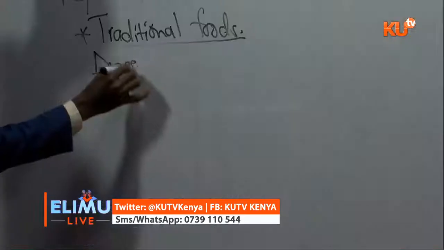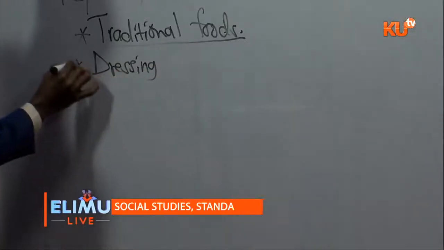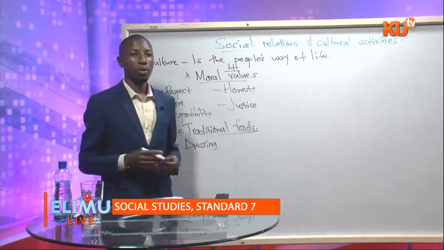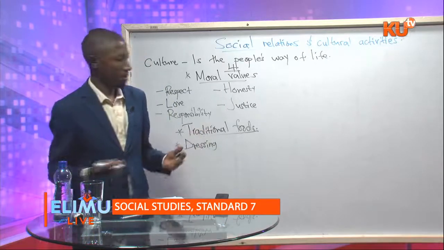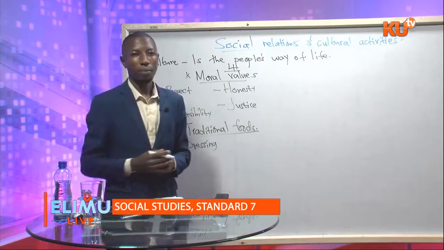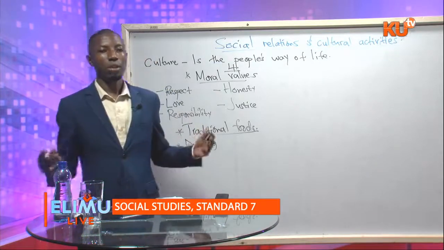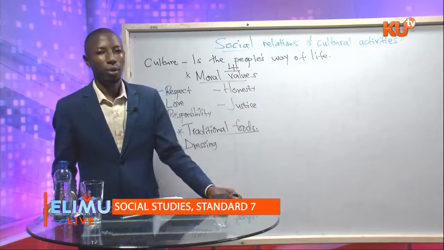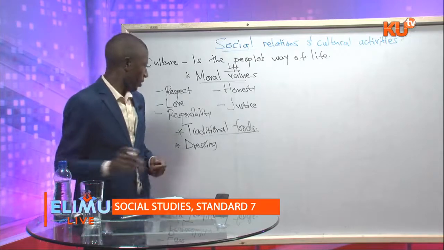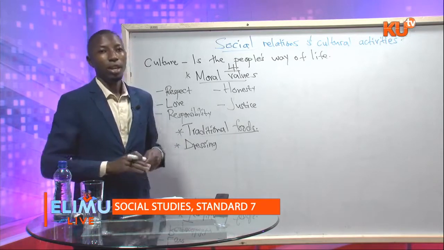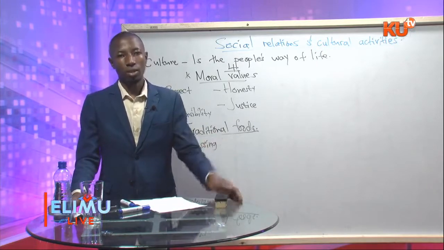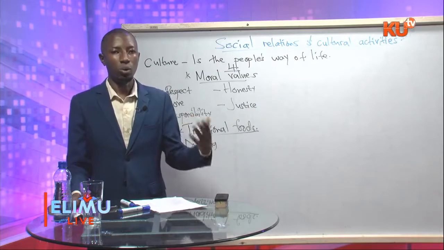Then another thing that I'm sure is in grade 4 under this topic is dressing. How people from various communities dressed. What could really guide the dressing of people from various communities is the occasion they were dressing for. Here, you must have talked about ornaments, for example, the Maasais who are known for ornaments, and which clothes were supposed to be used for which occasion.